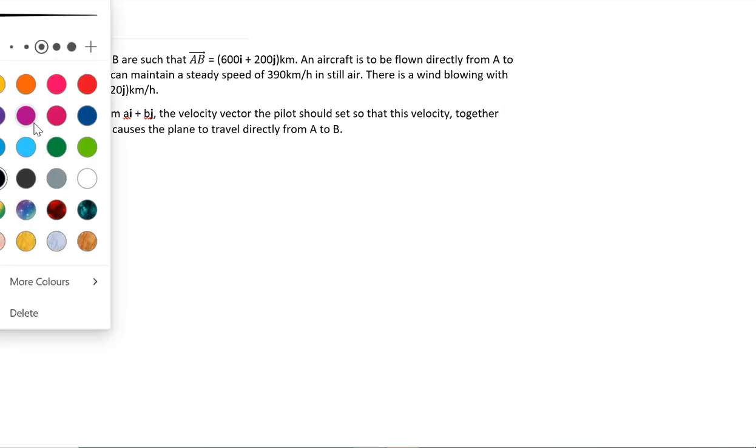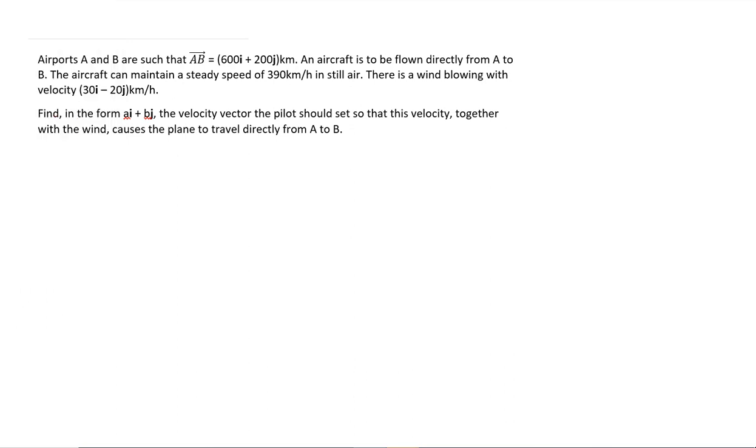So let's take a look at this question here. We've got two airports, and we're given their distance by this displacement vector here. Then we know that they want to go from A to B, and then we start talking about speed and velocity vectors.